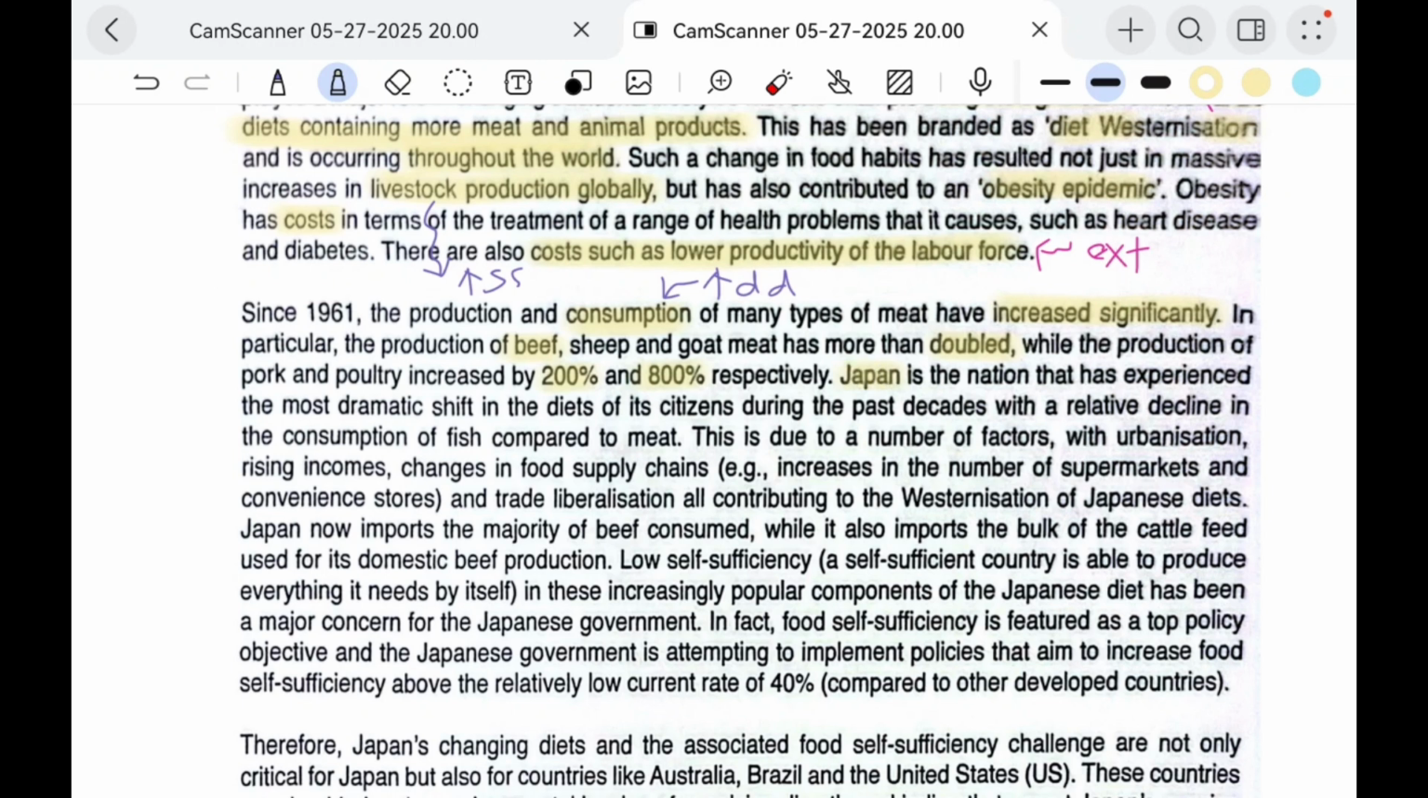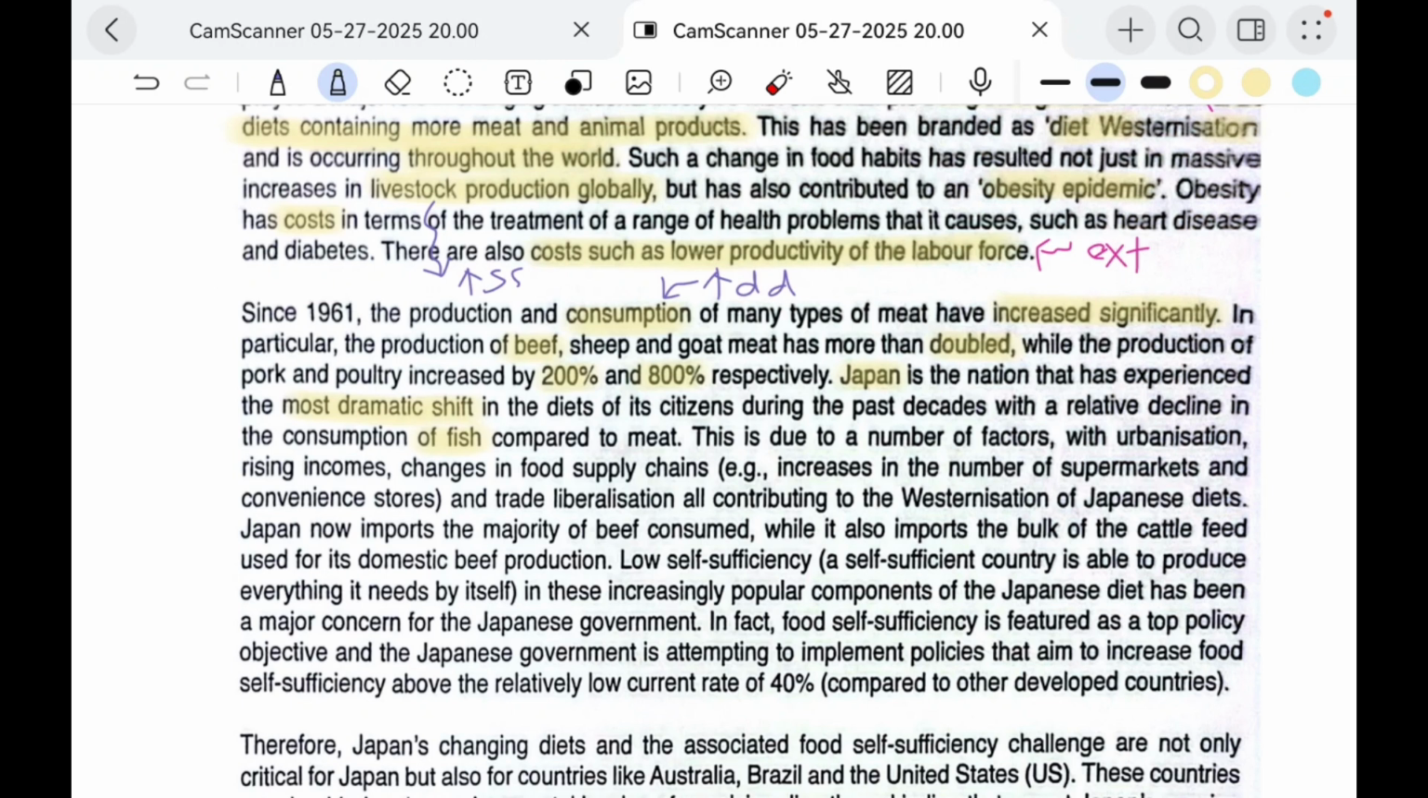Okay, now mention of Japan. Japan is the nation that has experienced the most dramatic shift during the decade, with a relative decline in consumption of fish. So that is the reason why Japan was mentioned, because it was one of the more impacted nation for the meat consumption. Okay, so they now talk about why there is more meat in Japan.